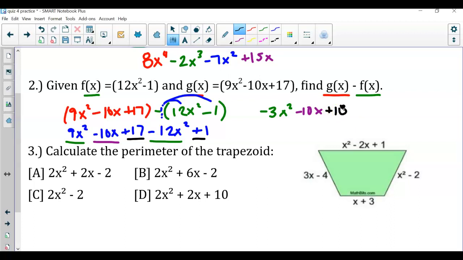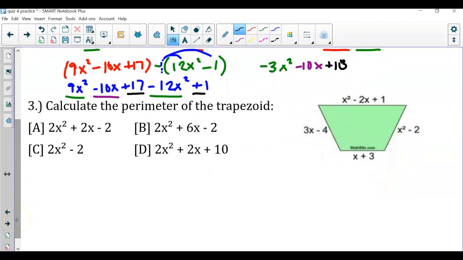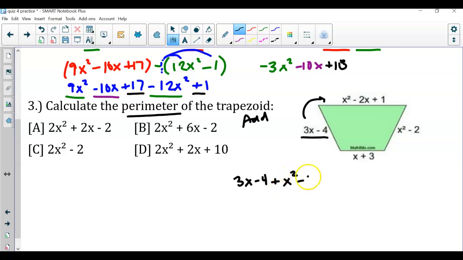Question number 3 is asking for the perimeter. So remember, perimeter is just adding up all of the sides. So we're just combining our like terms here. Starting with 3x minus 4, I'm just going to work my way around when I write this out. So here we've got 3x minus 4 plus x squared minus 2x plus 1 plus x squared minus 2 plus our fourth side for the quadrilateral, which is x plus 3.